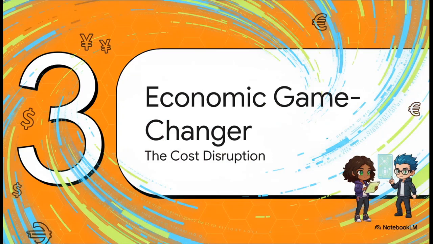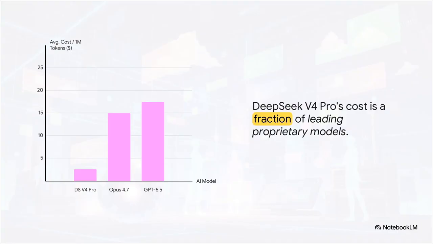But beyond pure performance, the really crucial point here is the model's economic impact. This has the potential to completely redefine how AI systems are built and deployed. And this chart really illustrates the cost disruption perfectly. DeepSeek V4 is being offered at a fraction of the price of the leading models from Anthropic and OpenAI. We're talking about an order of magnitude difference in some cases.